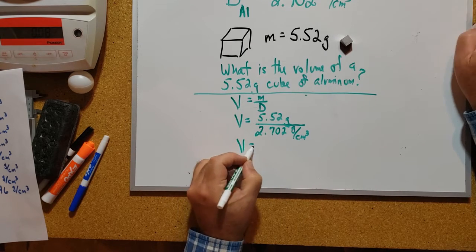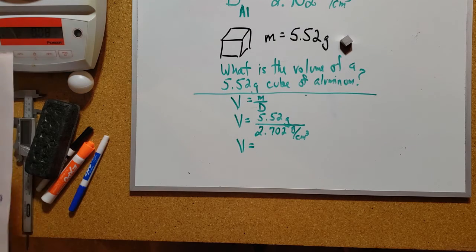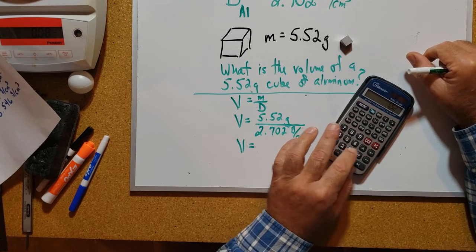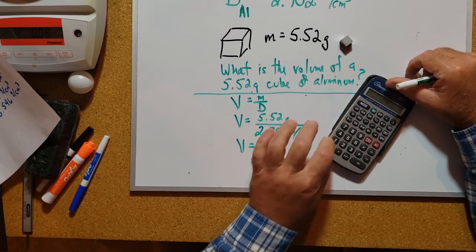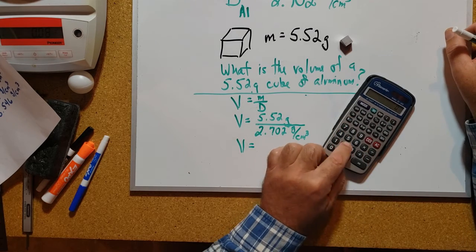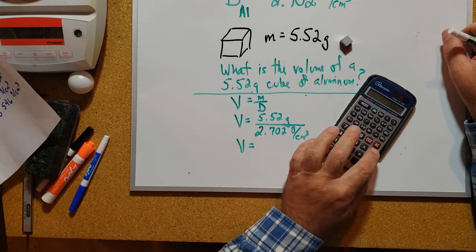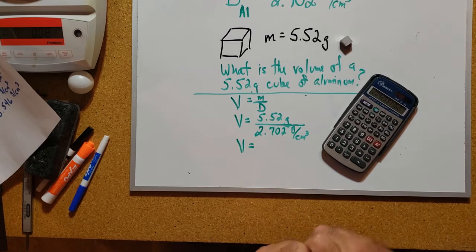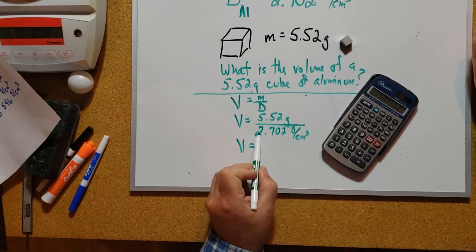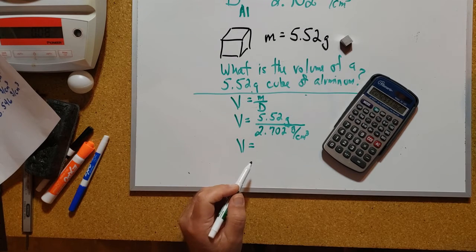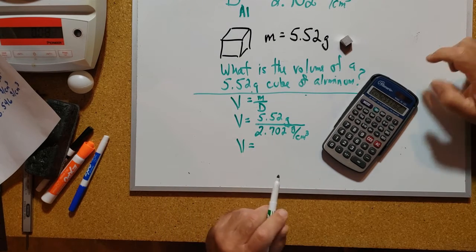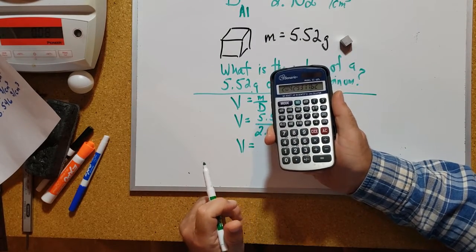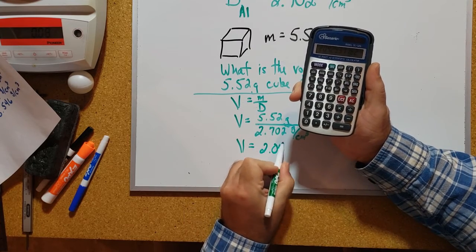All right. Now I'm going to grab my calculator. 5.52 divided by 2.702. All right, now I have 3 digits on top. I've got 4 digits on bottom. The rule for division is go with the least number of sig dig. So that's the top number, which is 3. So I'm going to round my answer to 3 digits. And here you'll see that is 2.04.